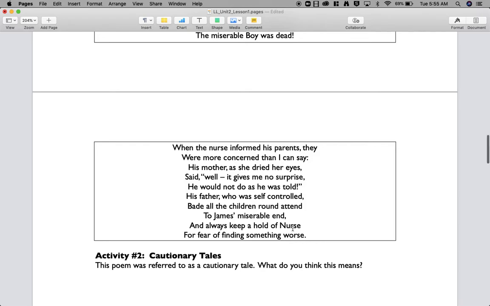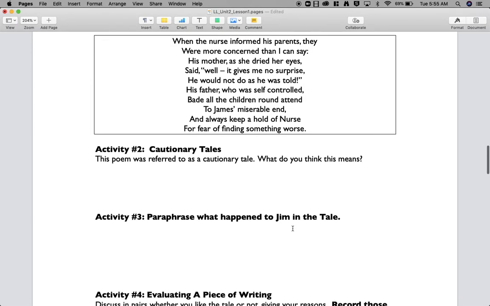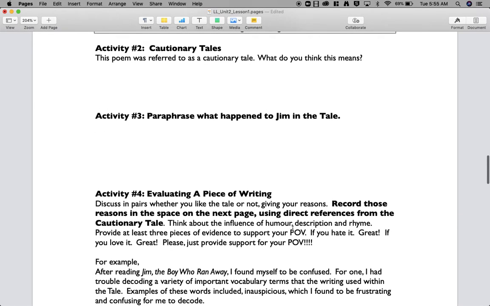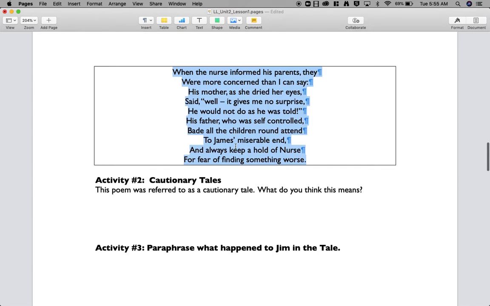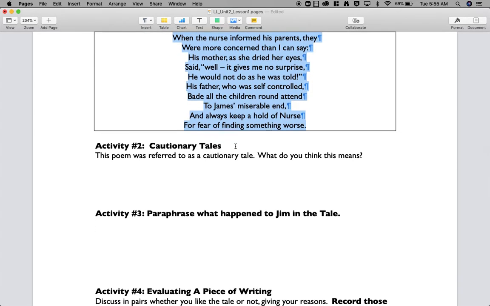Ooh, kind of dark for this early morning, don't you think? Activity 2, cautionary tales. Like I said, I will do this so you know when to stop, because you didn't want to hear Mr. Nickenor's voice. Cautionary tales.